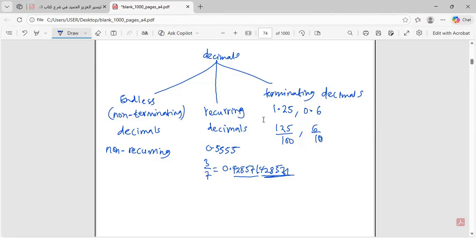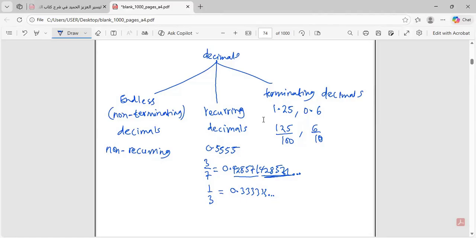Numbers like 1 over 3, it gives 0.33333. So it's endless. So they are called recurring decimals. And I said all recurring decimals are actually endless. They're not terminating. So you don't have to say recurring terminating decimals, because all recurring decimals are non-terminating.